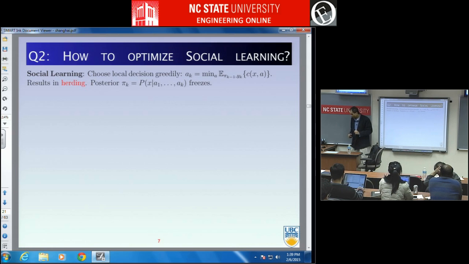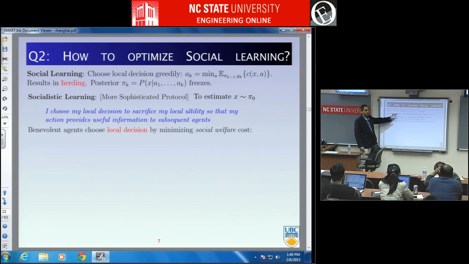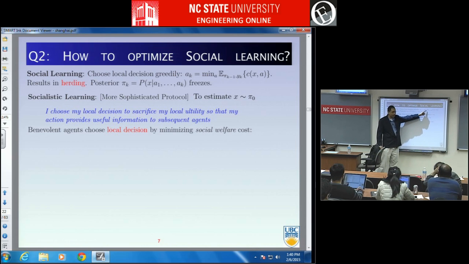Now, you can think of a different setup, which is socialistic learning. In socialistic learning, you realize that if everybody makes a decision greedily, then everybody herds, and I cannot estimate the state because everything stops. So suppose I do the following. I choose my local decision not to simply minimize my local cost. I'm not greedy, I'm socialistic. I choose it to sacrifice my local utility so that my action provides useful information to subsequent agents.